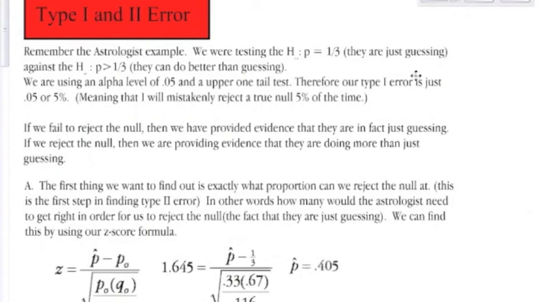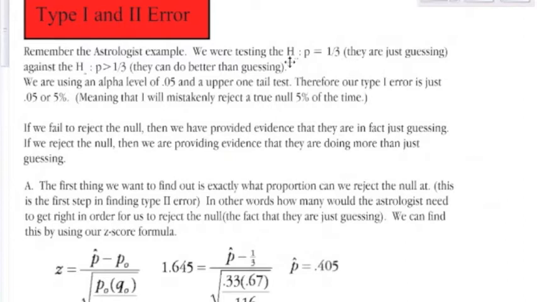On type 1 and type 2 error. This is for chapter 21 in our book. We actually used the example from the astrologist, and they're trying to basically match up someone's personality profile with their birth date and their horoscope.